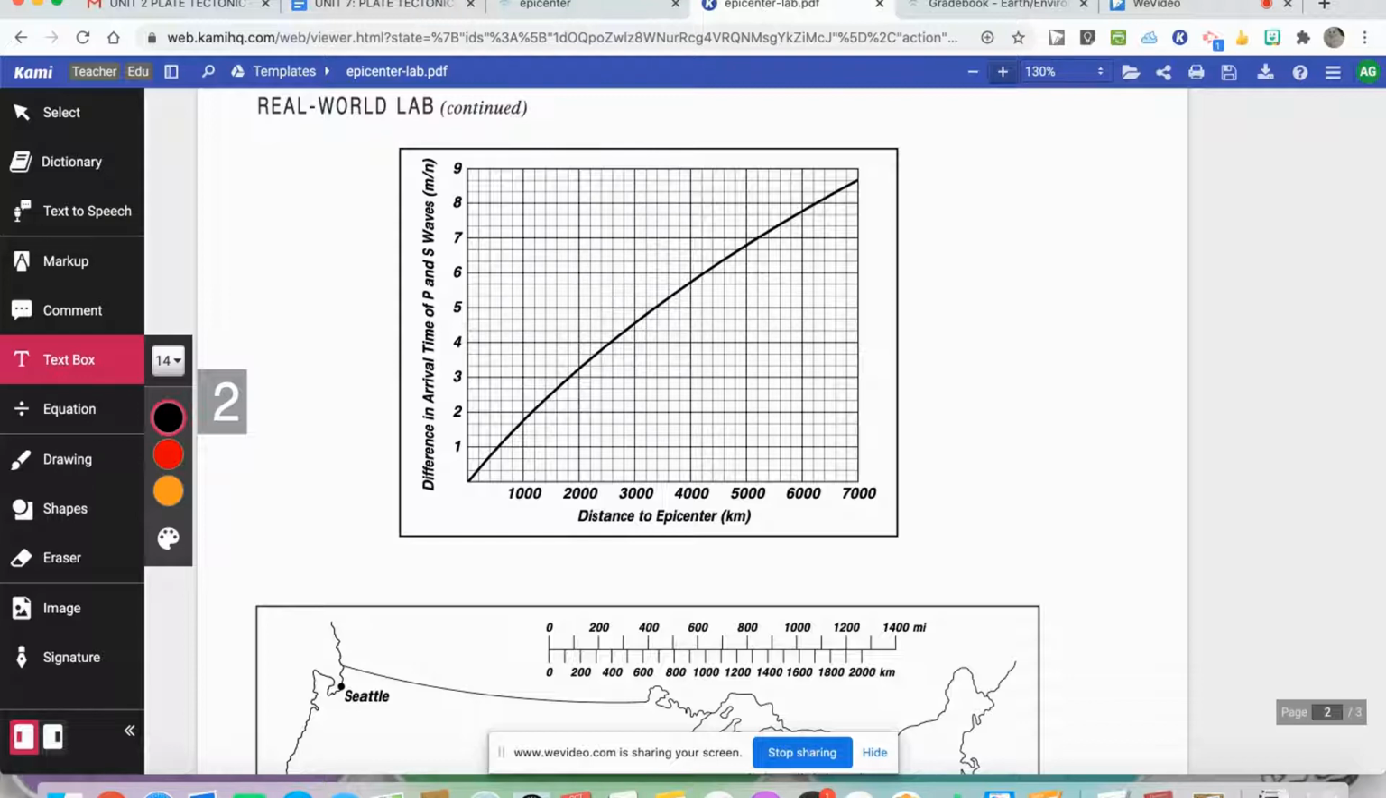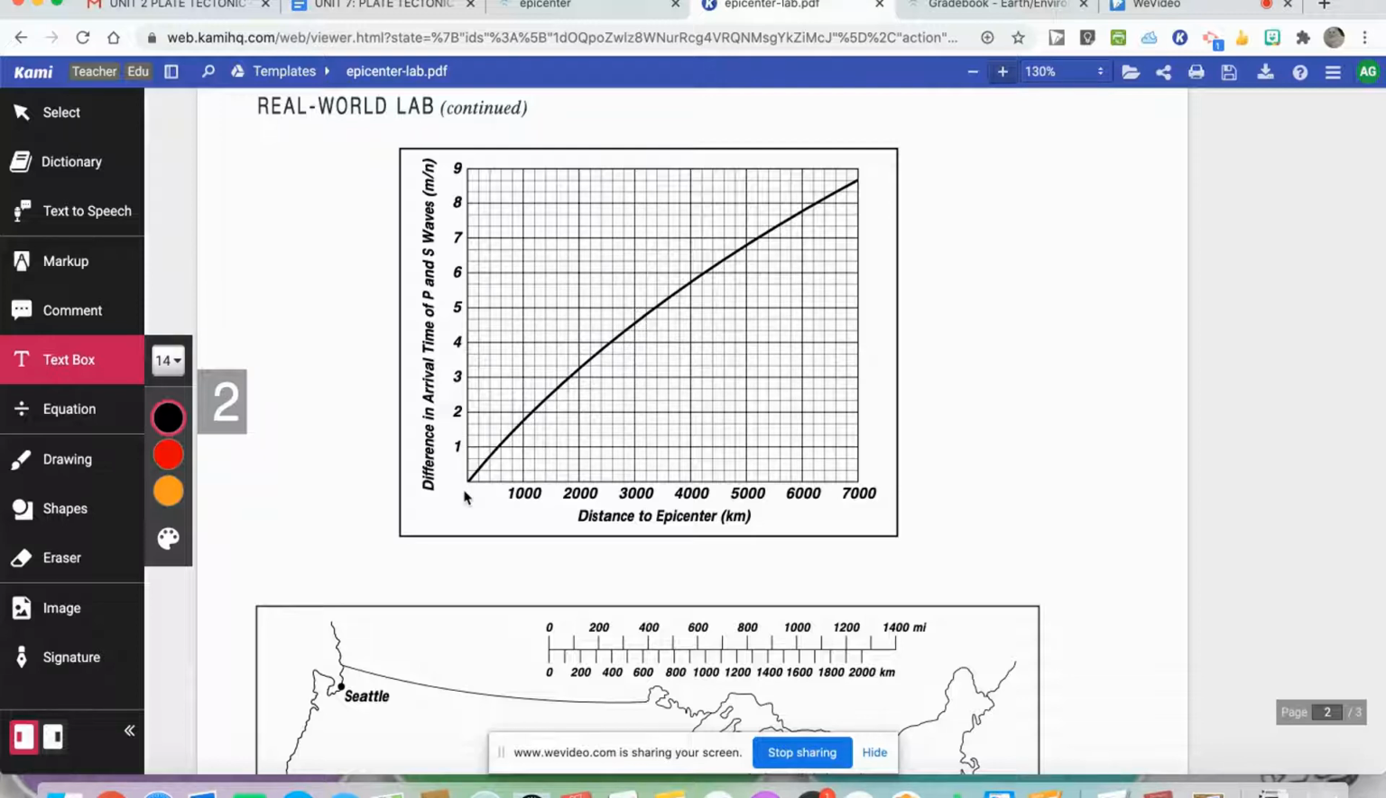If you're looking on the graph, on my y-axis is my time. That's going to be in my minutes. This is going to be my distance, on my x-axis. And where the line is, this is the number where it's going to intersect.